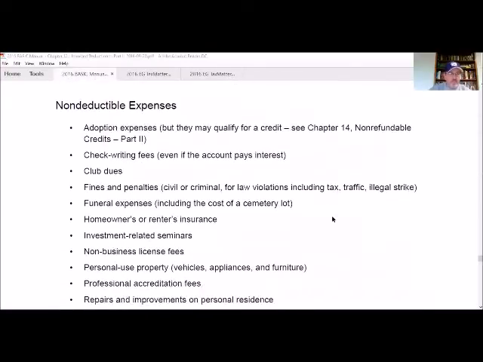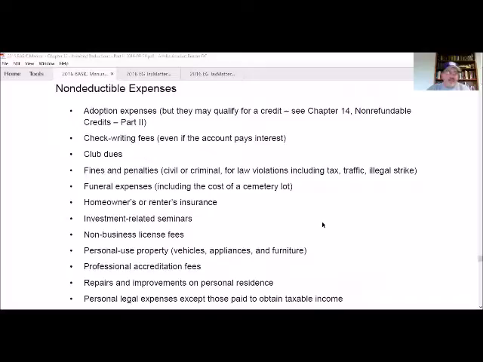Here are things that are not deductible expenses on our itemized deductions. Adoptions, obviously we talked about that. That is on the adoption credits. Club dues, fines and penalties, funeral expenses. We talked about when you have your 1098 for your mortgage, sometimes in escrow you have homeowner's insurance. You do not get to deduct that.